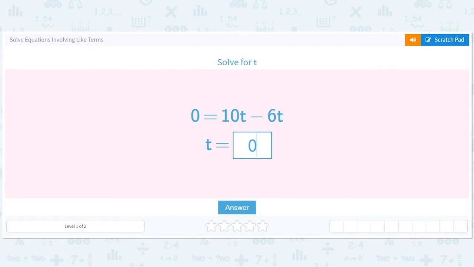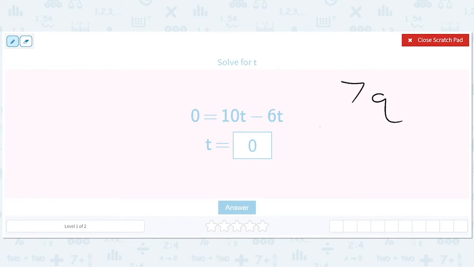This reminds me of a math joke that I have to tell you. What's 7q? I'm sure you guys know this joke. What's 7q plus 3q? You're welcome.